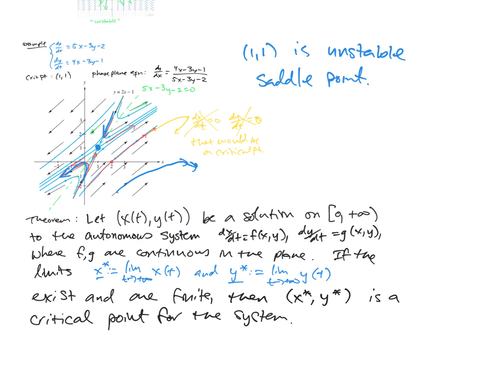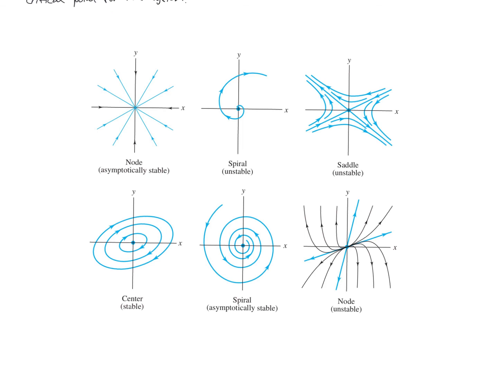So the last thing I'm going to talk about from this section is just to show you some other examples of what types of behavior you can get at critical points. All right, so here are some graphs of some different types of trajectory behaviors. And so remember, this is for a system that looks like dx/dt equals f of x, y and dy/dt equals g of x, y. Okay, that's our system.